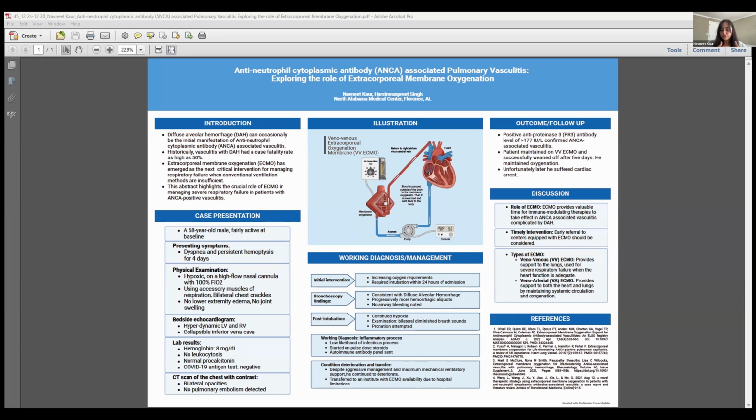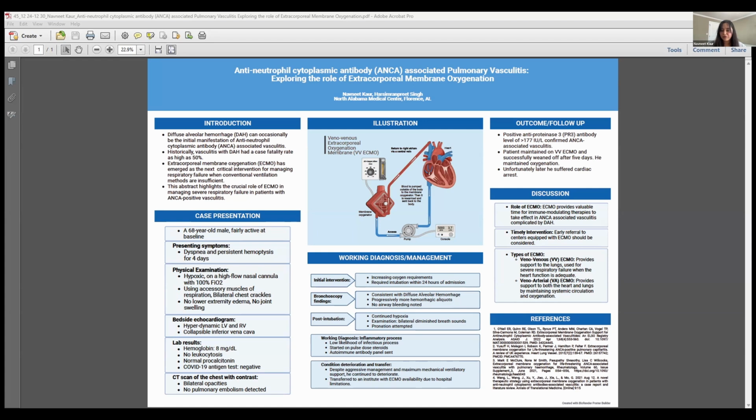By this time, we continued to manage the patient with everything that we could do, and he continued to have increasing oxygen requirements, and within the next 24 hours, he required intubation. Next, we proceeded with bronchoscopy, which was consistent with diffuse alveolar hemorrhage. There was no large airway bleeding noted. The patient is now intubated, brought to the ICU and closely monitored. However, despite maximum mechanical ventilation effort, he continues to be hypoxic.